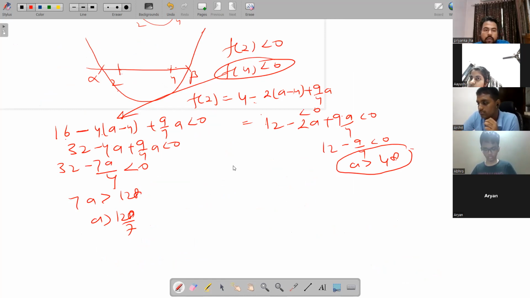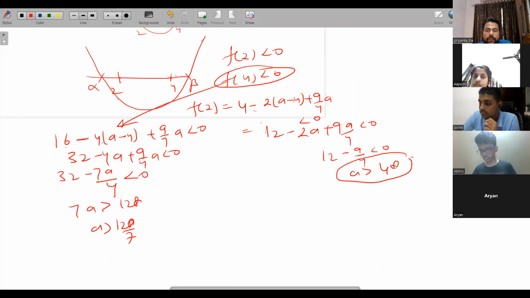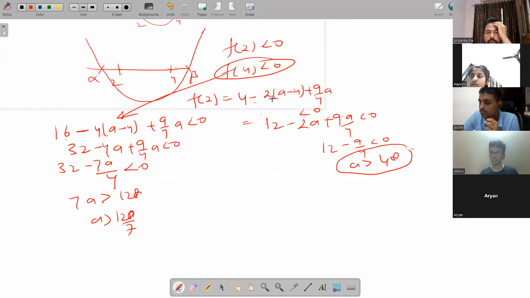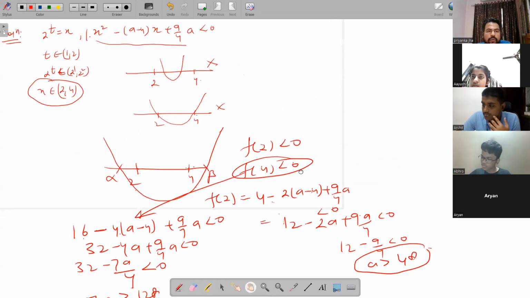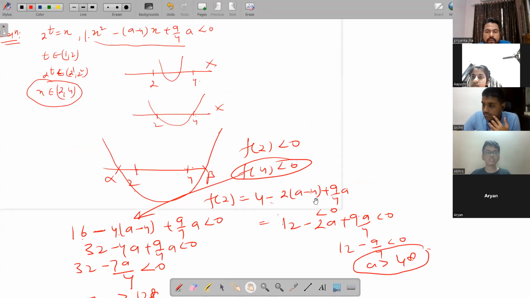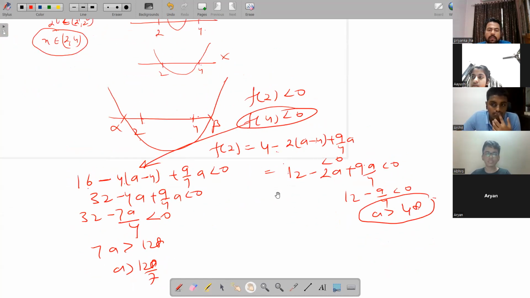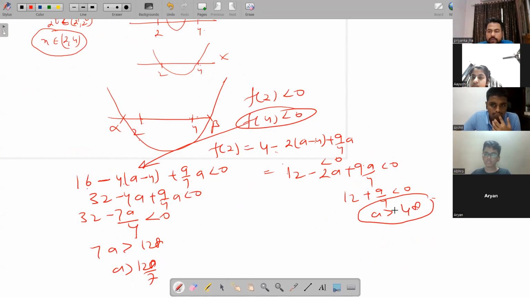Now, okay, 4 minus 2a plus 12. Any mistake here? F2, 4 minus 2, a minus 4. Oh, sorry, my bad. It is plus a by 4. So this is a by 4 is less than minus 12. So a is less than minus 48.